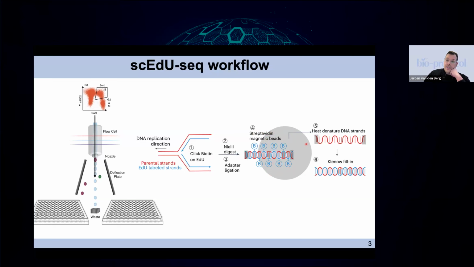Then we heat denature our DNA from these beads, and then we get the complementary DNA strand of the biotin-related DNA. This we prepare and then subject to DNA sequencing.